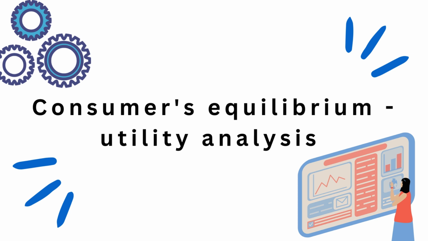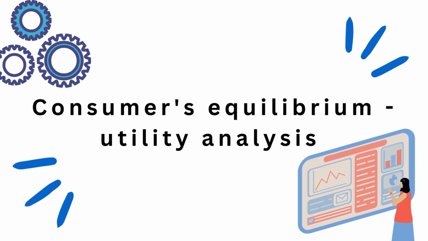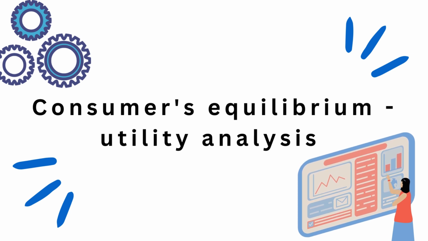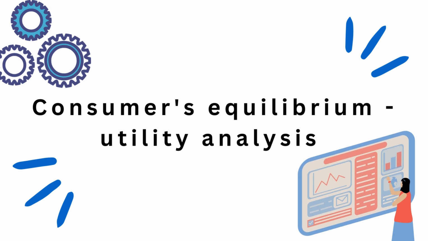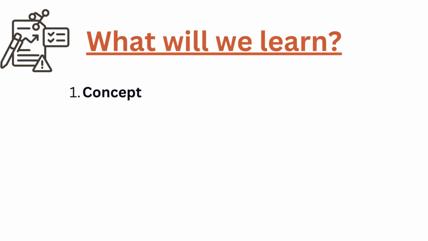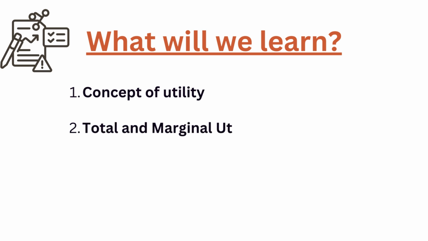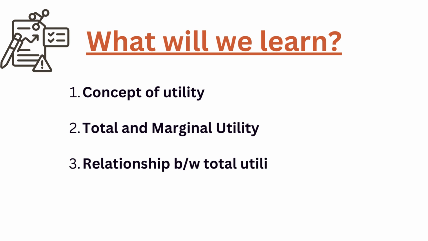Today, we are starting a new chapter which is Consumer's Equilibrium: Utility Analysis. Let's see which points we will cover in this video. Number 1, concept of utility. Number 2, total utility and marginal utility. The third one is the relationship between total utility and marginal utility.